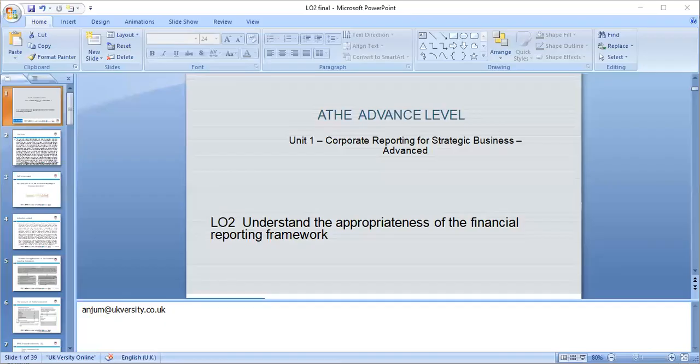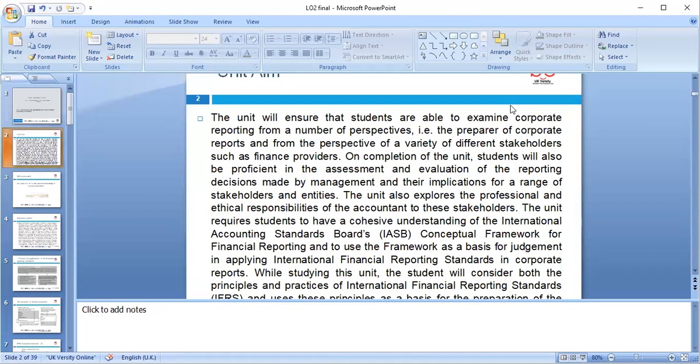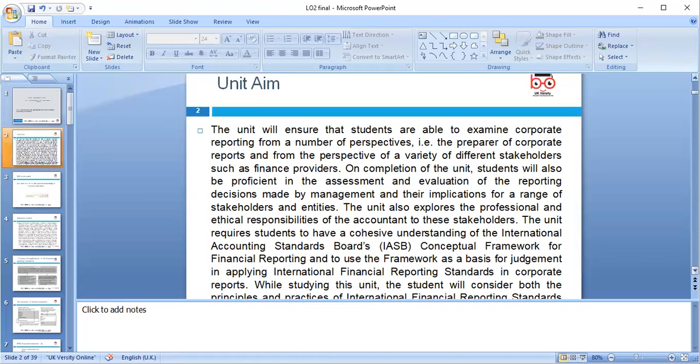Today's session will go through LO2, which is about understanding the appropriateness of the financial reporting framework, and how we can use it with the financial statements. As we discussed in lesson 1, this unit will ensure students are able to examine corporate reporting from a number of perspectives, including how we prepare corporate reports like the statement of comprehensive income, statement of financial position, statement of cash flow, and statement of changes in equity.